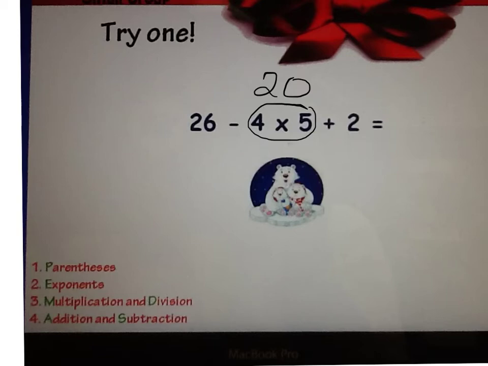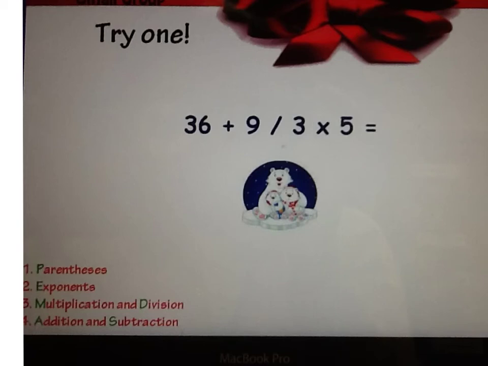So 26 minus 20 would give us an answer of 6, and we're adding it to 2 to get 8. Looking at another example, first taking a look, do we have any parentheses? No. Exponents? No. Multiplication and division. And in this case, there is both multiplication and division. So what do you do first? Well, you always go from left to right.